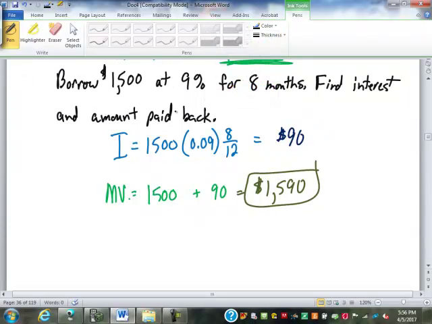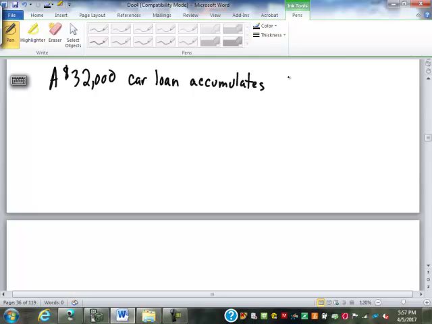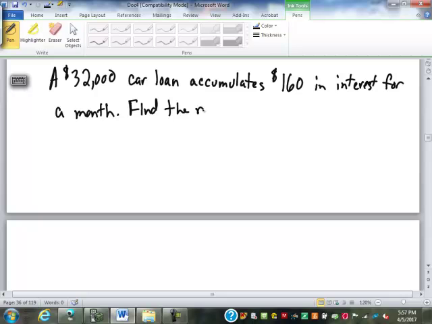Well, we all know that we got to throw some algebra into this. Let's say we have a $32,000 car loan that accumulates $160 in interest for a month. Find the rate being charged.